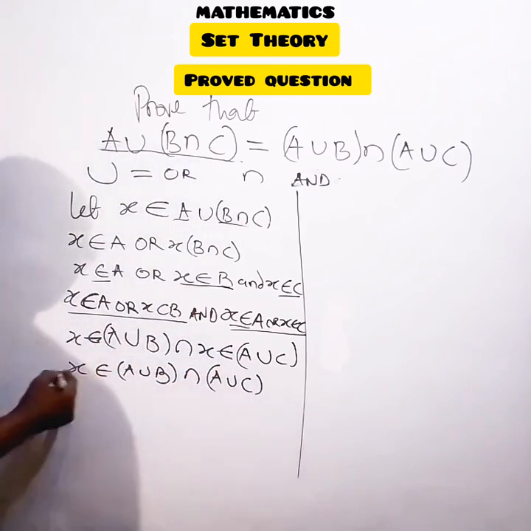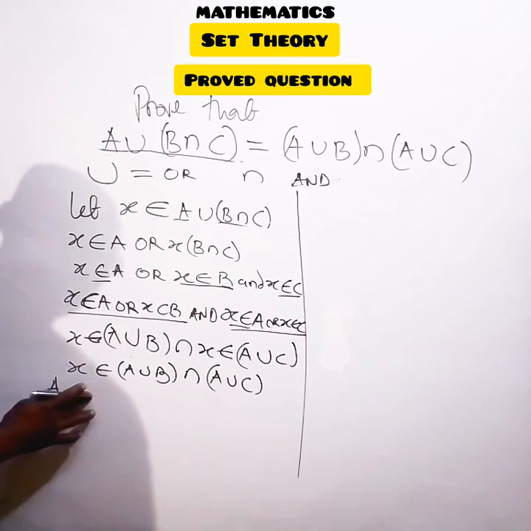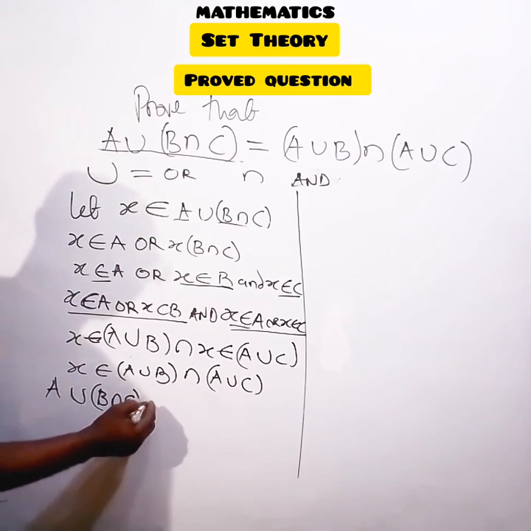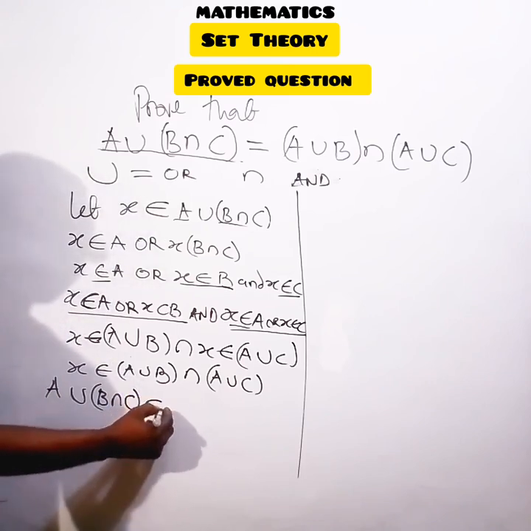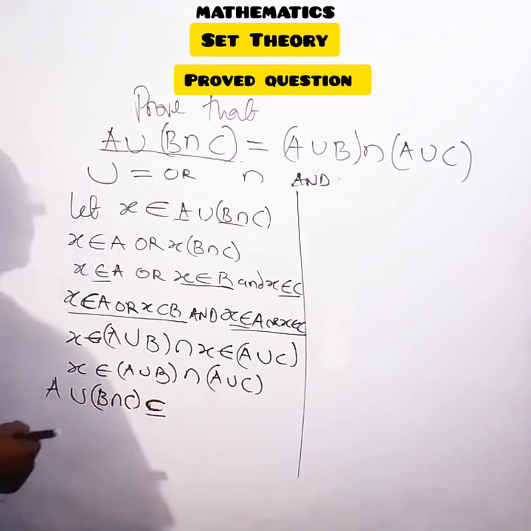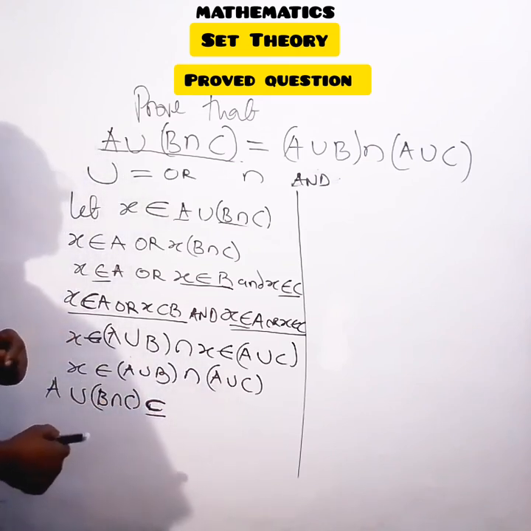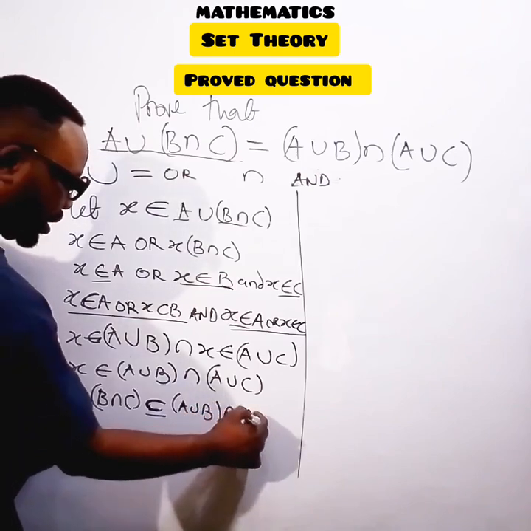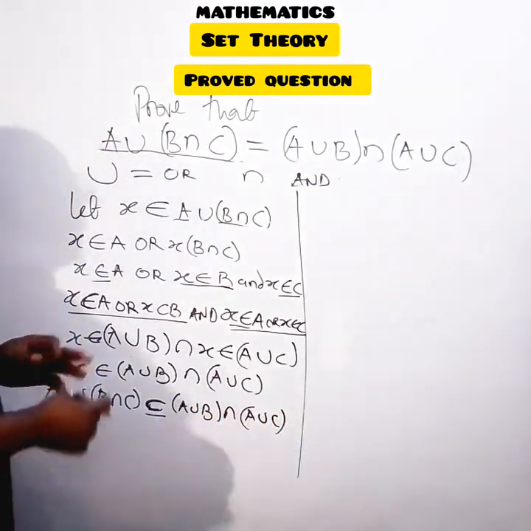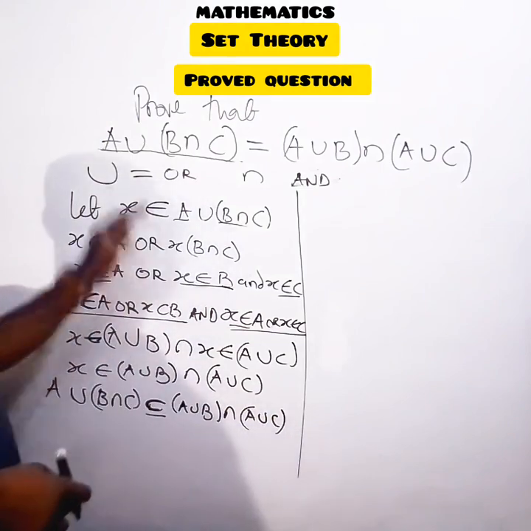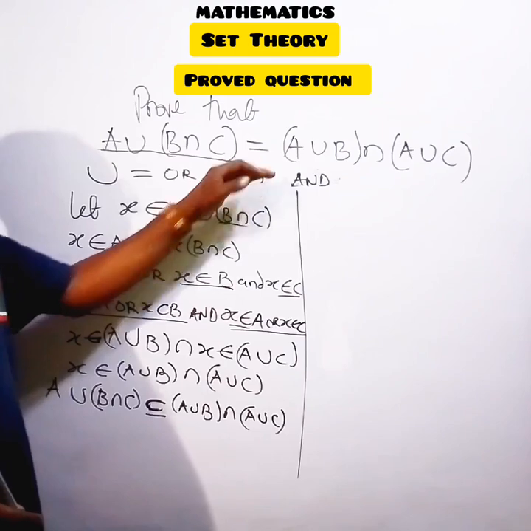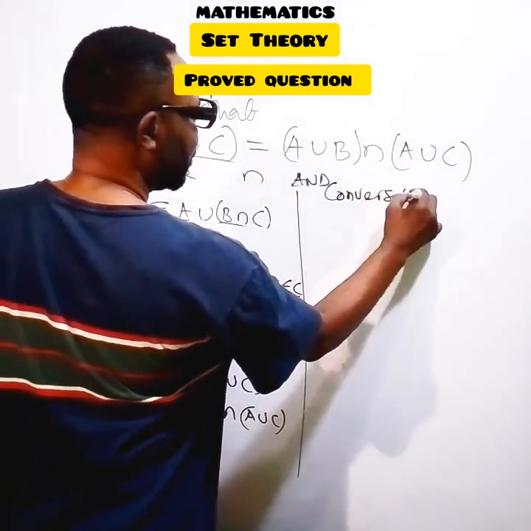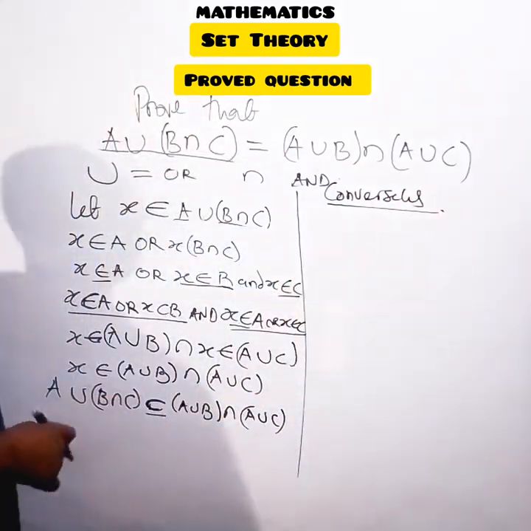In other words, now I can say that A union B intersection C is equal to A union B intersection A union C. Now, I've been able to prove this from this side for you. Let me now go to this side. Say conversely, I'll go from here now.